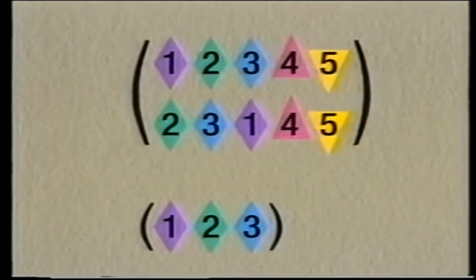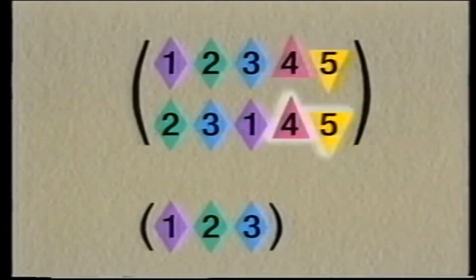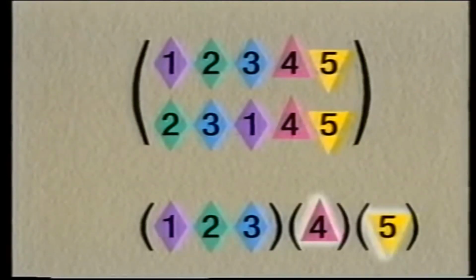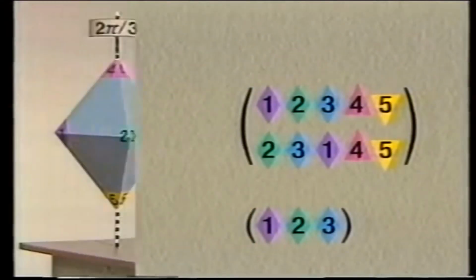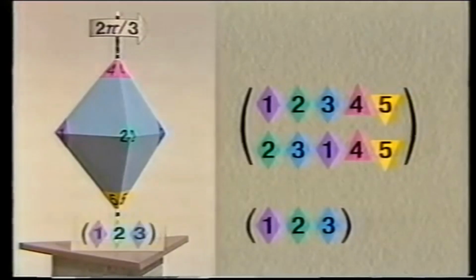So our permutation can be expressed as a 3 cycle. Symbols 4 and 5 stay fixed. This can be recorded in the form of 1 cycles, but usually we take fixed symbols as understood and leave them out of the cycle form. So that's one of our 12 symmetries, expressed as a permutation of the 5 vertices.